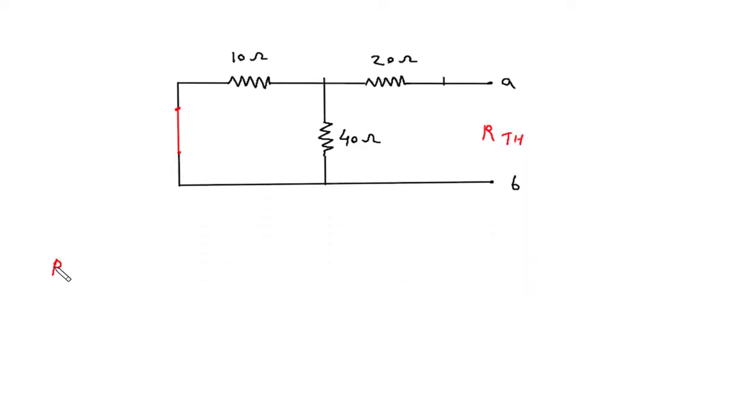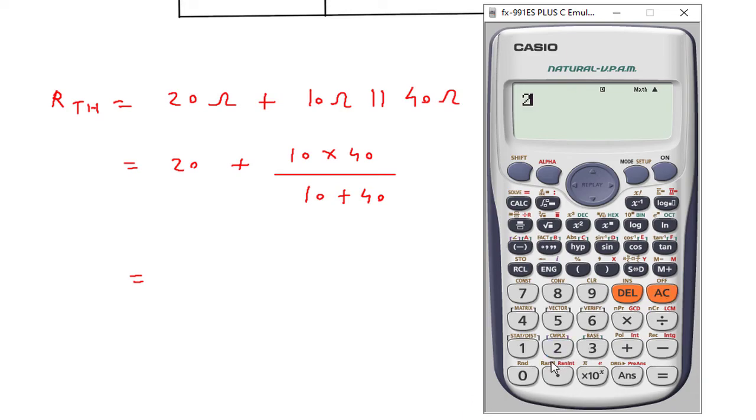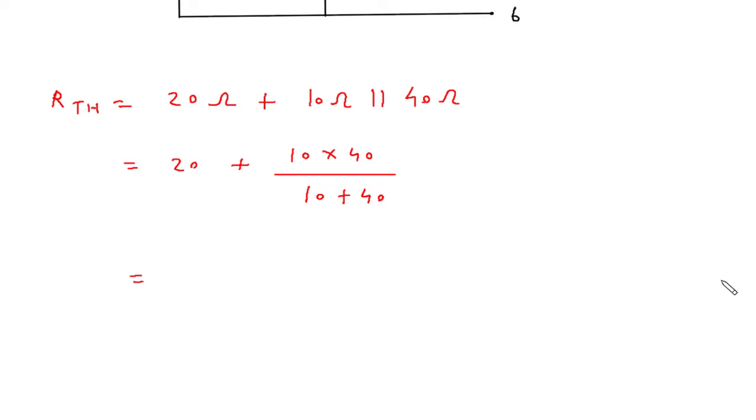So RTh is equal to this 20 ohm plus 10 ohm parallel with 40 ohm. So this will be 20 plus 10 into 40 divided by 10 plus 40. So it is 28 ohm. This is the value of RTh.